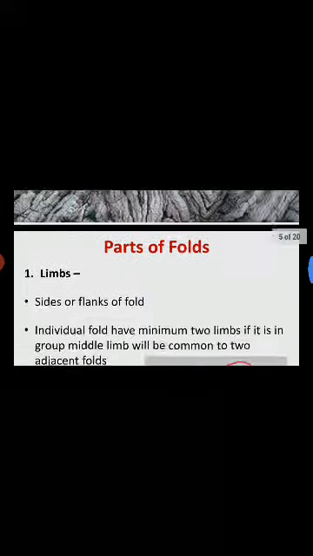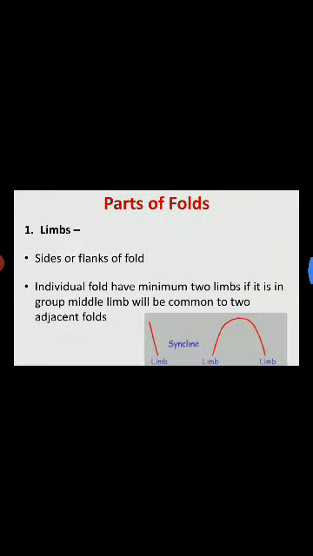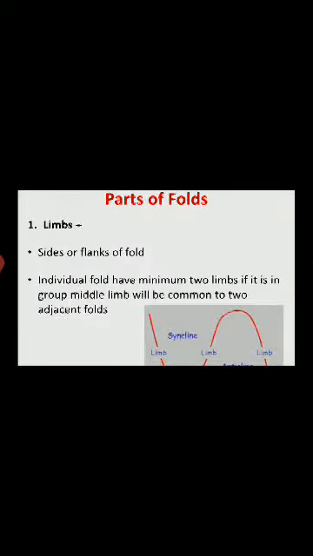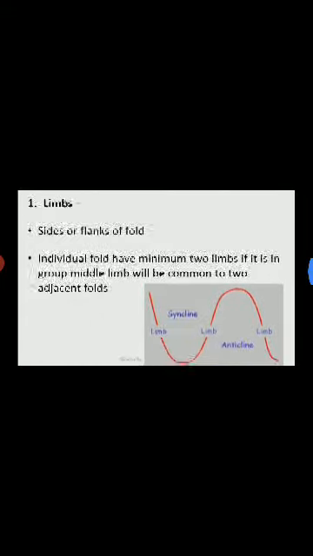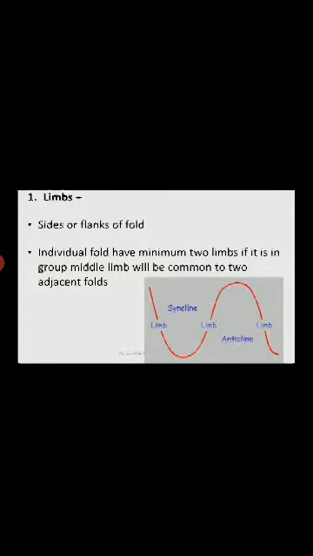Next, parts of fold. The first part of fold is limbs. Limbs are the sides or flanks of a fold. An individual fold has a minimum of 2 limbs. If it is in a group, the middle limb will be common to 2 adjacent folds. Look at these images. The limb is a side or flank of a fold.